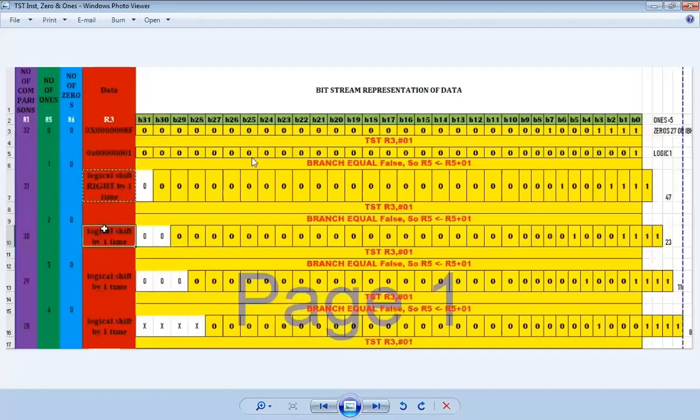Okay, so when I do a TST, only this bit is going to go high. And it is going to check with this B31. So even this will be high because it's a negative number. So 1 into 1 is 1, which means the zero flag will remain 0. It is not set because there is some data here, right?